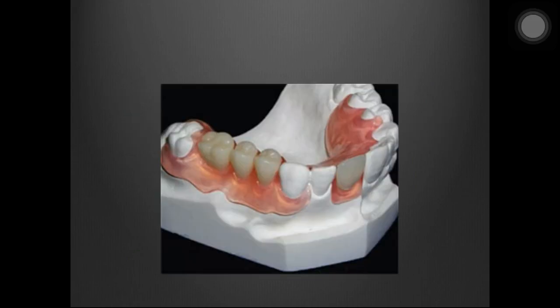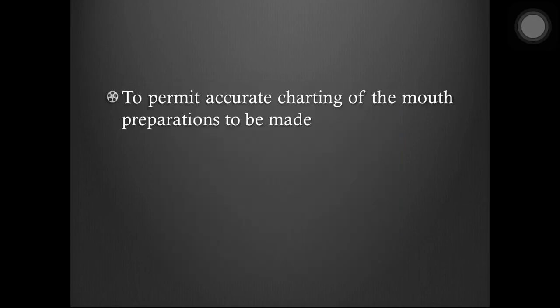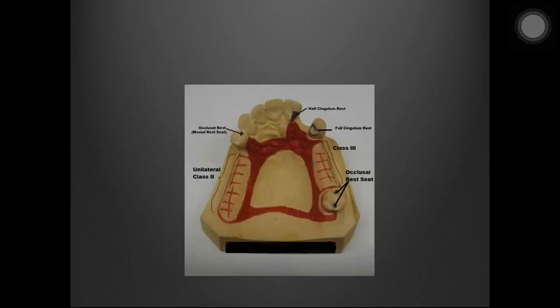Here you can see so many different abutments are involved in construction of a denture. So how will we know the path of insertion that is least interfered by the abutments? This is only made possible with the help of the surveyor. Also, to permit accurate charting of the mouth preparations to be made. Here with the help of the surveyor, they have marked that this area of the tooth has to be modified, this area has to be built, and so on.